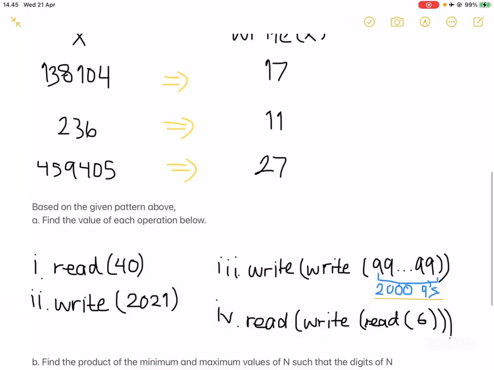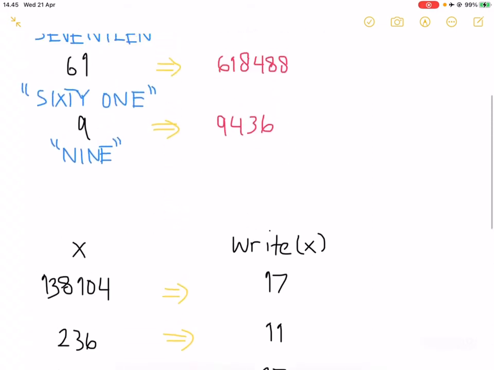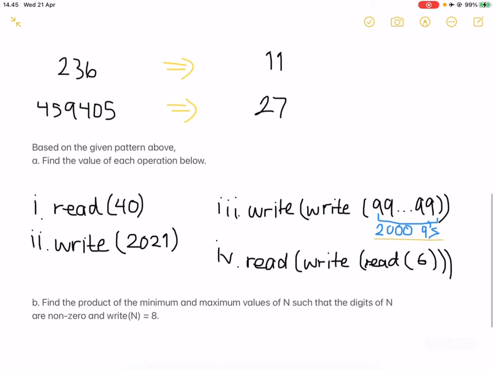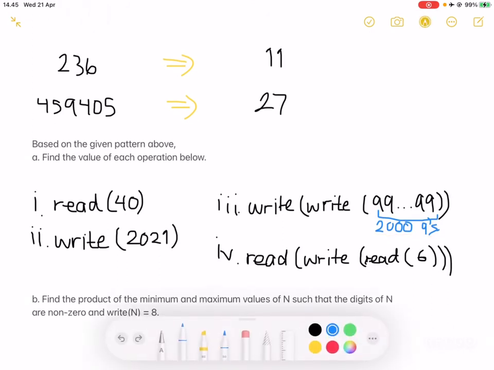Based on the given pattern above and given the operations above, find the value of each operation below. So if you found the pattern behind each of these operations, go ahead and evaluate each of the following. I have read of 40, write of 2021, this composite operation, write of this number, and then finally read of write of 6.